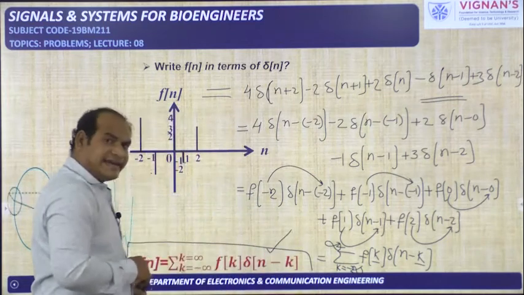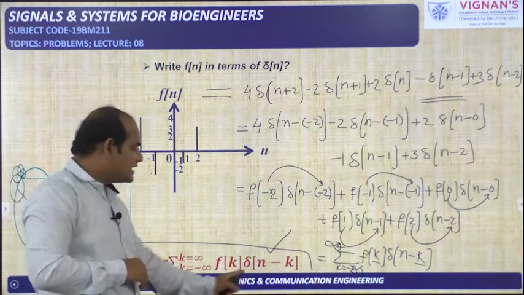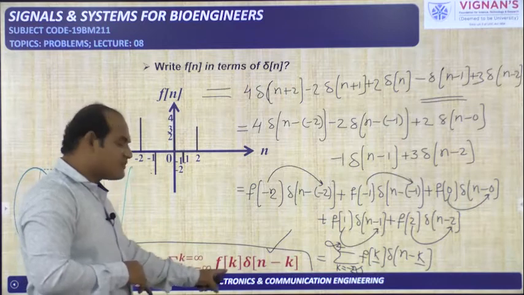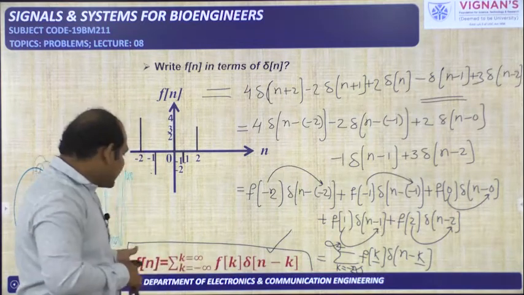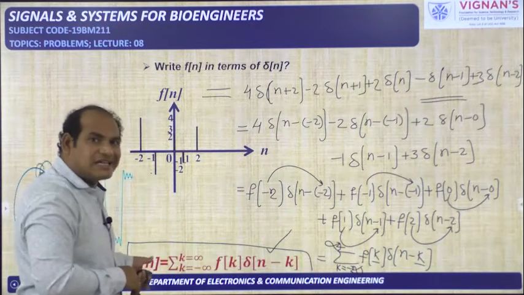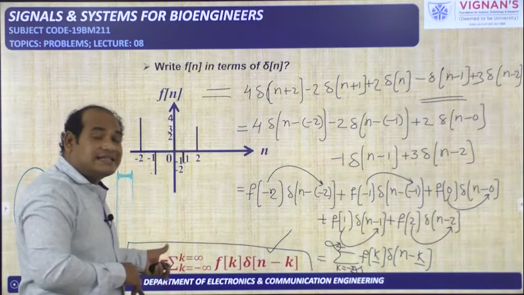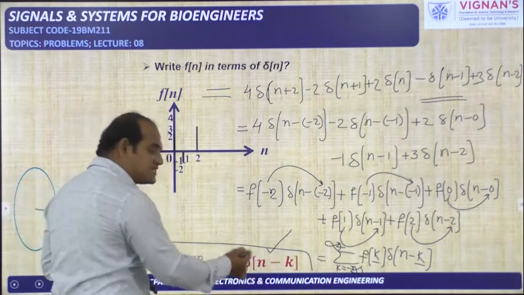So any discrete time signal can be represented like this: sigma, k changing from minus infinity to plus infinity, f of k into del of n minus k. So any discrete time signal can be represented as a discrete summation, sigma means discrete summation, of weighted shifted impulse signals.